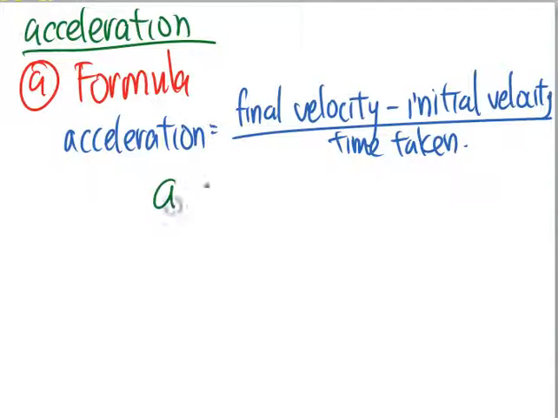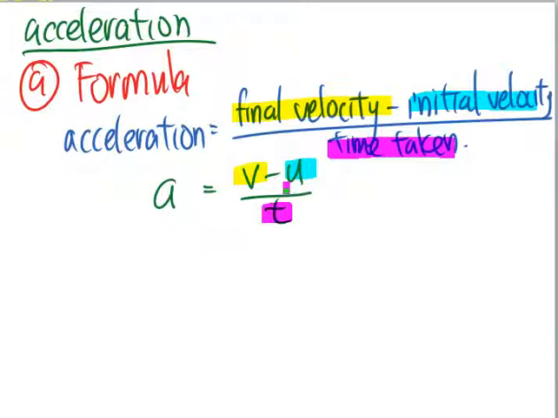To simplify the formula, we will use this. A equals to v minus u over t. V is the final velocity. Initial velocity is u. Time taken is t. And acceleration is a. So you can see a equals to v minus u over t. So now, how do we calculate acceleration?